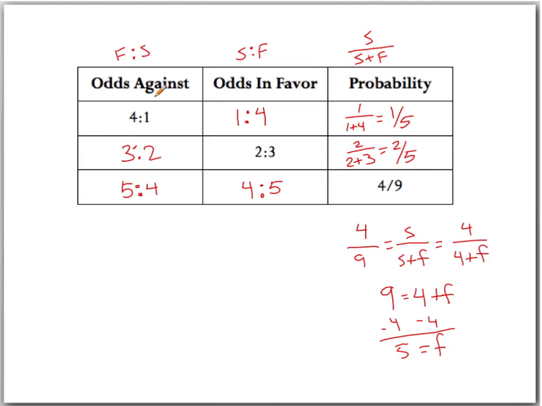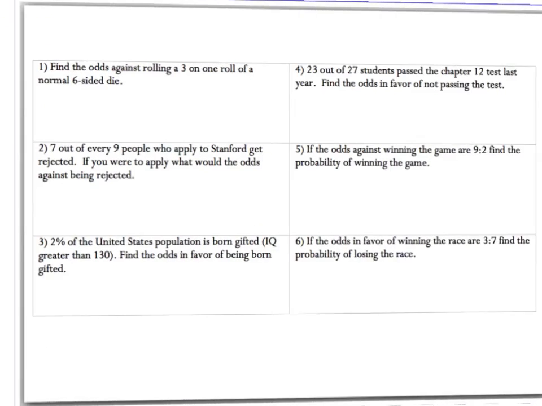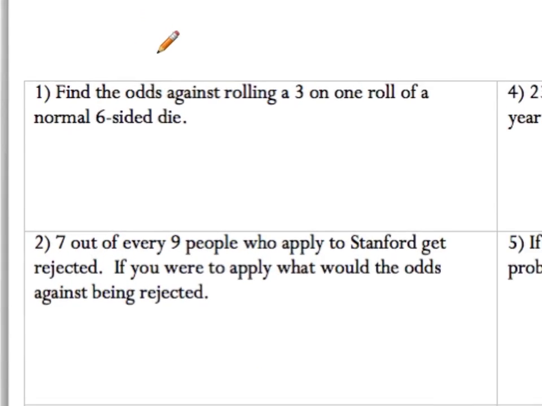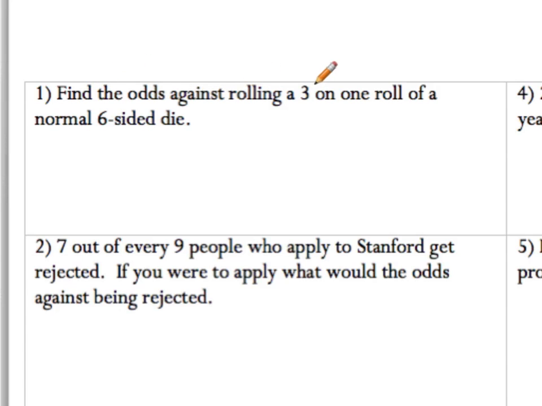Alright, if you can do this very fluidly, then when we get to word problems, like our next set, it won't be too bad. So let's take a look at some word problems involving odds and probabilities. It says, find the odds against rolling a 3 on one roll of a normal 6-sided die. So what I like to do is underline what we're given. We're given odds against, and then I box my event. A couple things we need to find here is the number of the event.